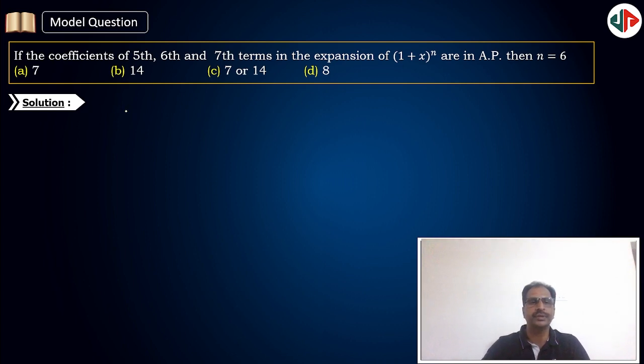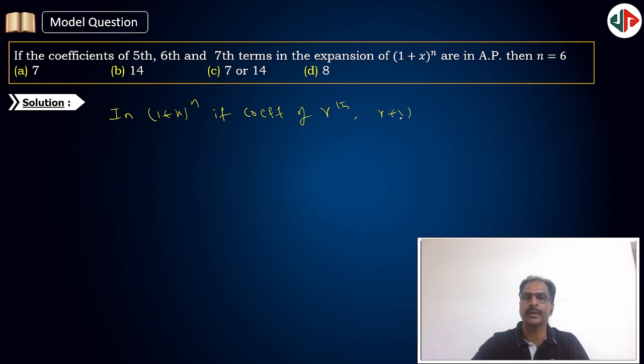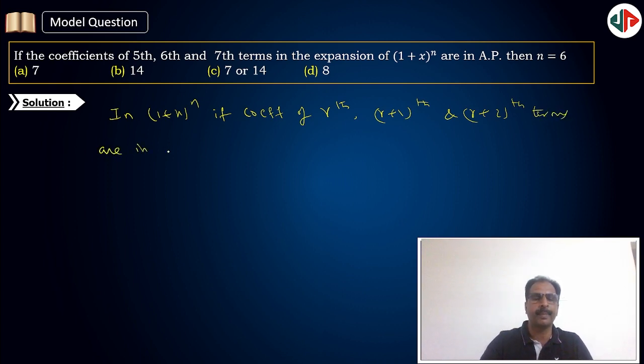Next question. If the coefficients of the fifth, sixth, and seventh terms in the expansion are in AP, then what is n? There is a shortcut formula for this. In (1 + x)^n, if the coefficients of the rth, (r+1)th, and (r+2)th terms are in AP, then the shortcut formula is (n - 2r)^2 = n + 2.